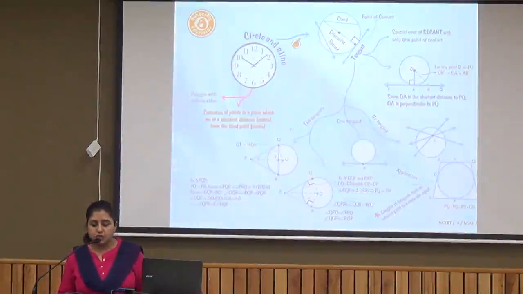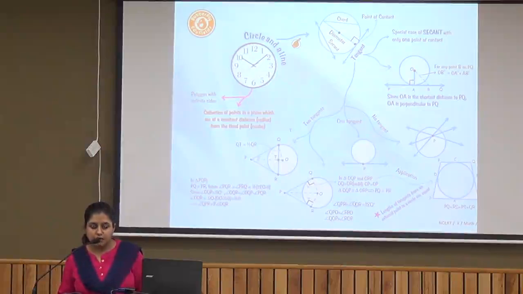Now let's see the concept map of the given chapter. You know what is a circle? A circle is the collection of points in a plane which are at a constant distance from a fixed point. As we discussed earlier, this fixed point is known as the center and this fixed distance is known as the radius. Now, there are three basic terms associated with the circle: chord, secant and tangent. A chord is a line segment having its endpoints on the circle.